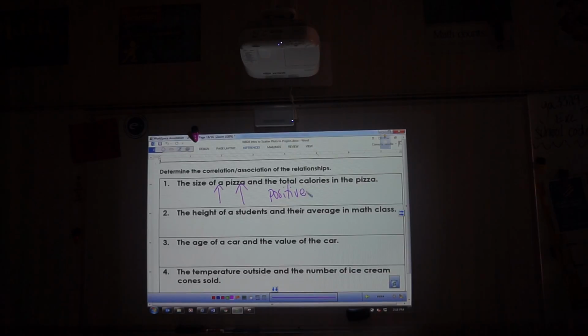The height of students. The height of students goes up because we grow taller. And their average in math class. Do your grades go up because of your height? No. So there's no relationship.